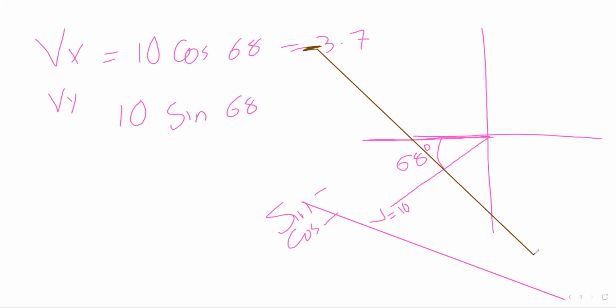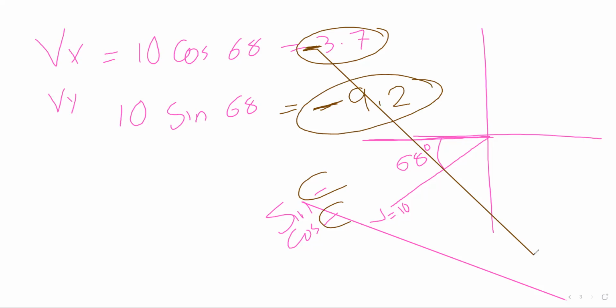Cosine 68, if you type it in the calculator, it will give you positive because it doesn't know in which quadrant you are. But since I am in quadrant 3, where both sine and cosine are negative, here I must have negative 3.7, and below I must have negative, because I'm in quadrant 3, since sine 68 times 10 is negative 9.2. And the same if you have the angle here and the angle here. You must know where the sign is positive.